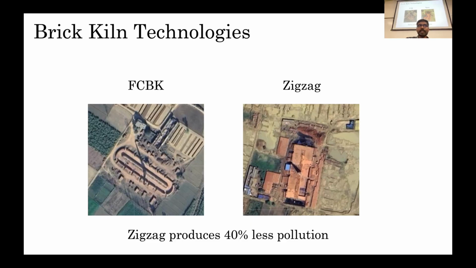In this entire project, what we are trying to do is see how many FCBKs are present, how many zigzags are present, and over time how many brick kilns have, let us say, converted from FCBK to zigzag, how many new zigzags have appeared, right? All of these things policymakers will be interested in.